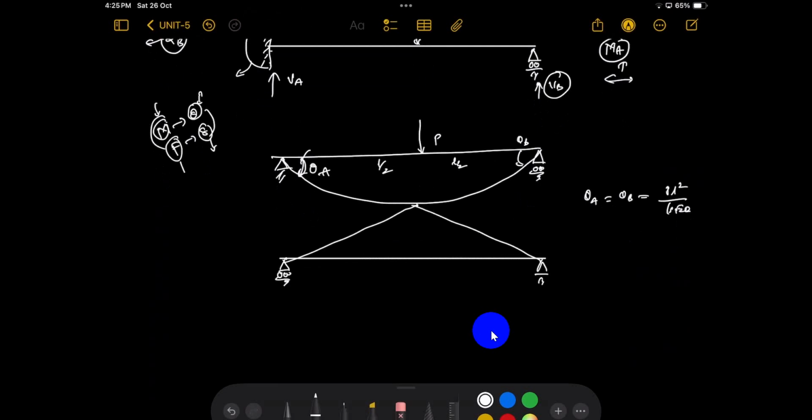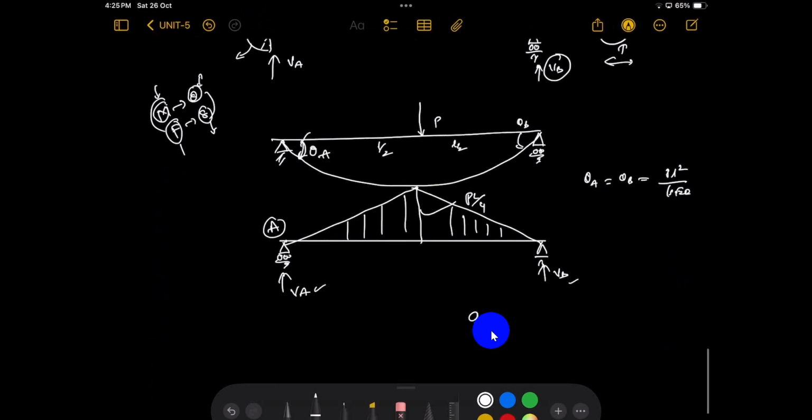What is the bending moment diagram? PL by 4. So you want the rotation at this location, just to find out the shear. That's it. So what is the shear? VA or VB, you just find it. So what is VA? Exactly, the total load is equally distributed between VA and VB. So what is the total load?